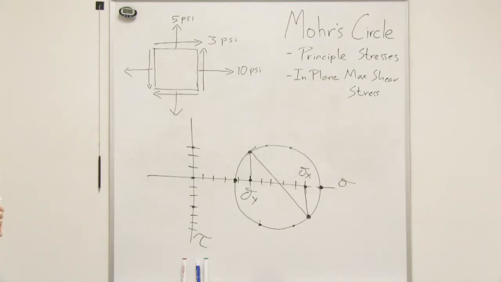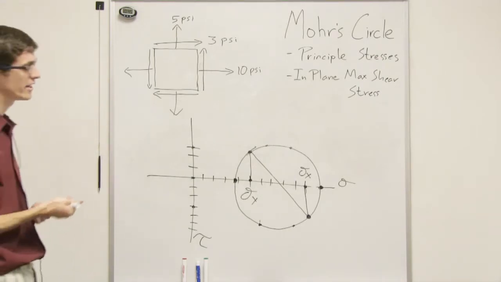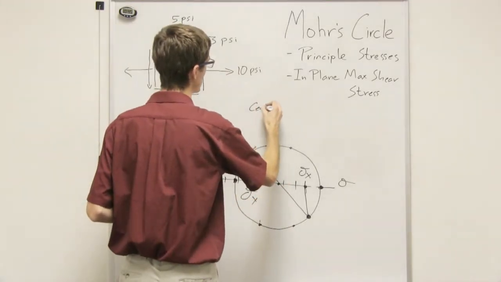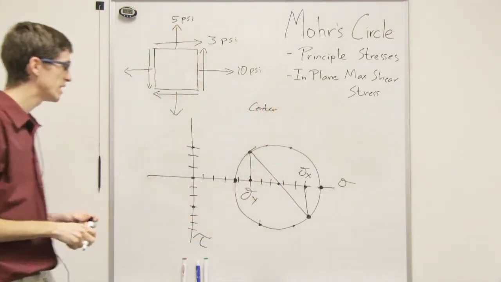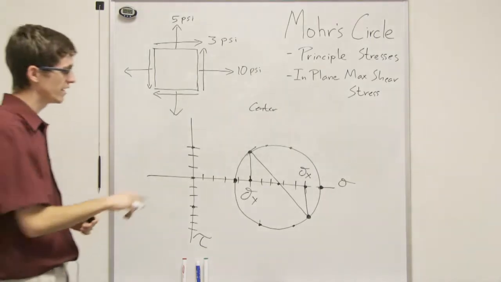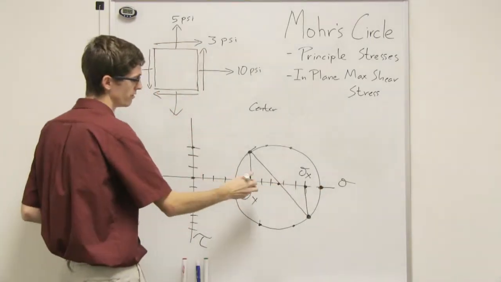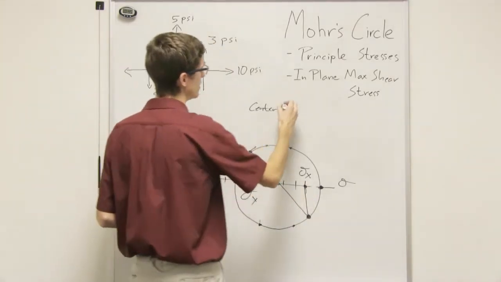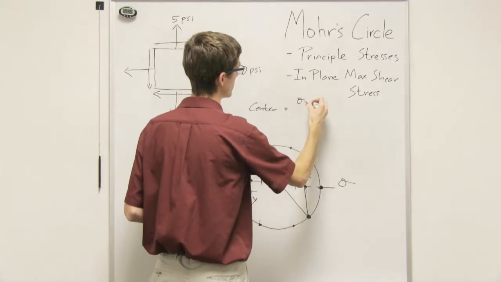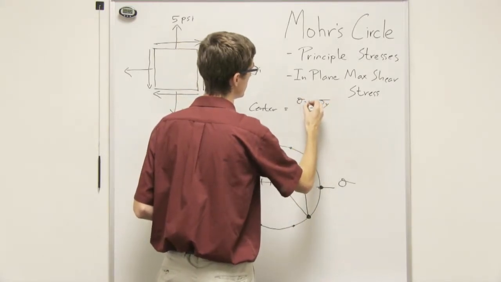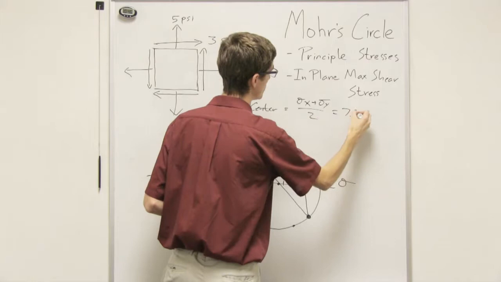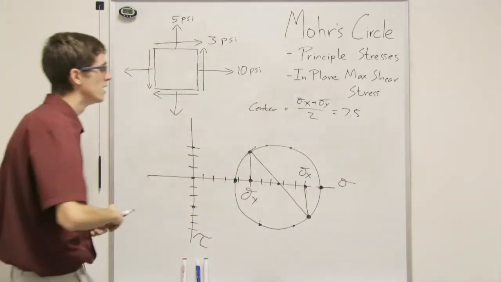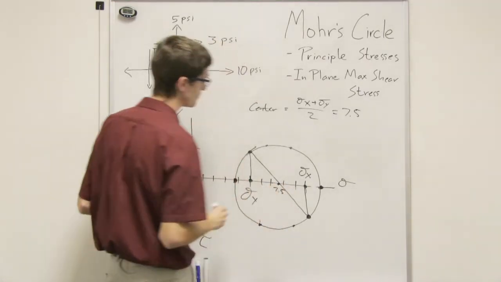So how would we go about doing that? First, let's find out where the center of this circle is. We can find it just by using our head, but we know that the center is going to be the average of these 2 points, 10 and 5. So the center is equal to sigma x plus sigma y over 2, our average, so 7.5. If you just look at that, you could probably figure it out by inspection. So we know that is 7.5.